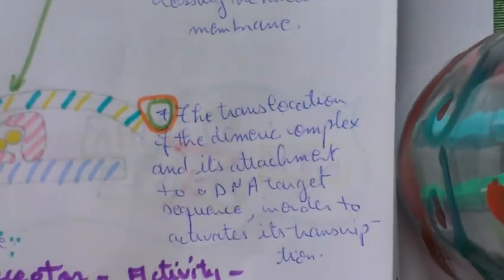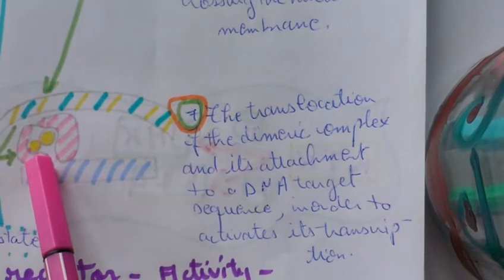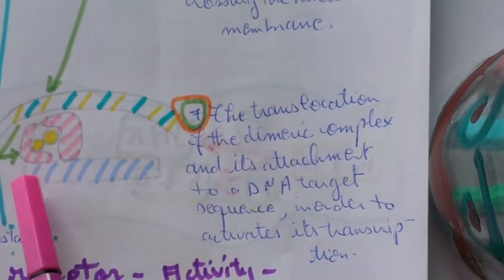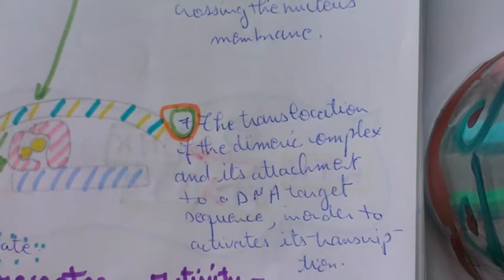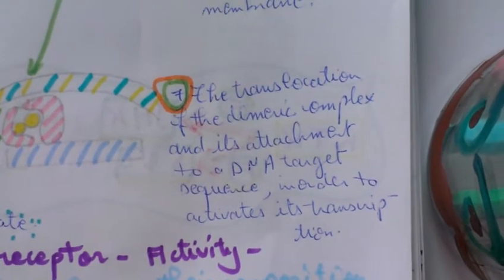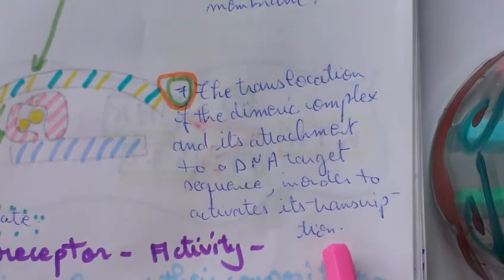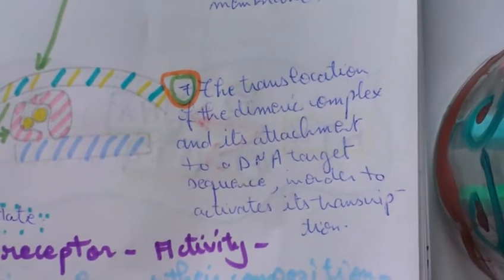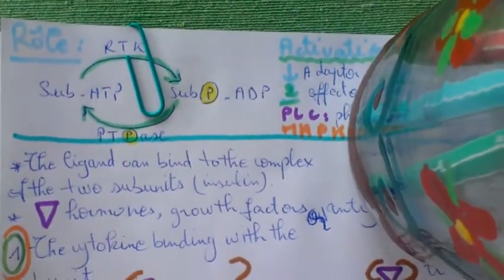Okay. Of the dimeric complex, here is the dimeric complex, and its attachment to a DNA target sequence, not any sequence, a target sequence, in order to activate its transcription. That's it. Now let's go to see roles.